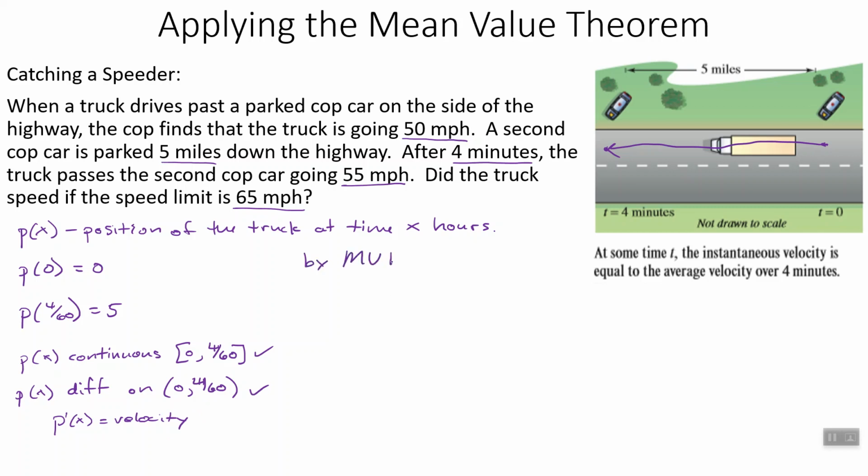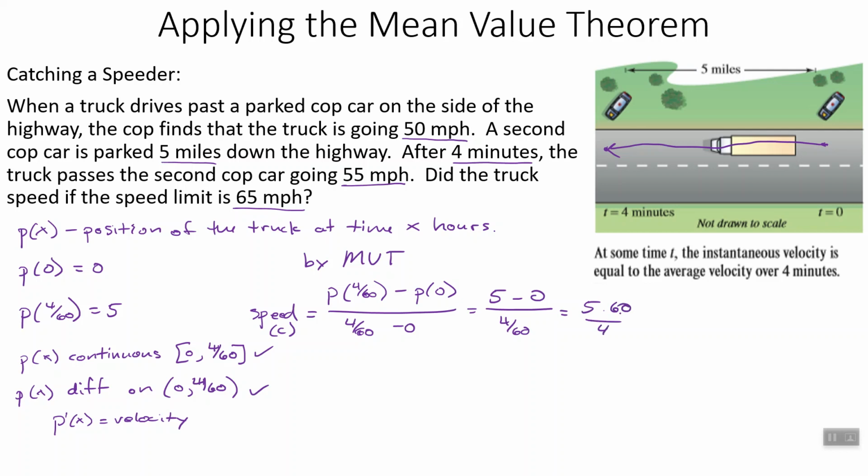So we'd say by the mean value theorem, we've got the position at 4/60 minus the position at 0, over 4/60 minus 0, will equal the velocity at some point, or in this case, I guess they're calling it the speed, at some point C. The position at 4/60 is 5 miles down the road. The position at the start was 0. We're dividing by 4/60. So we get 5 times 60/4. 60 divided by 4 is 15. 5 times 15 is 75. And this was in miles on top, this was in hours, so this is miles per hour.